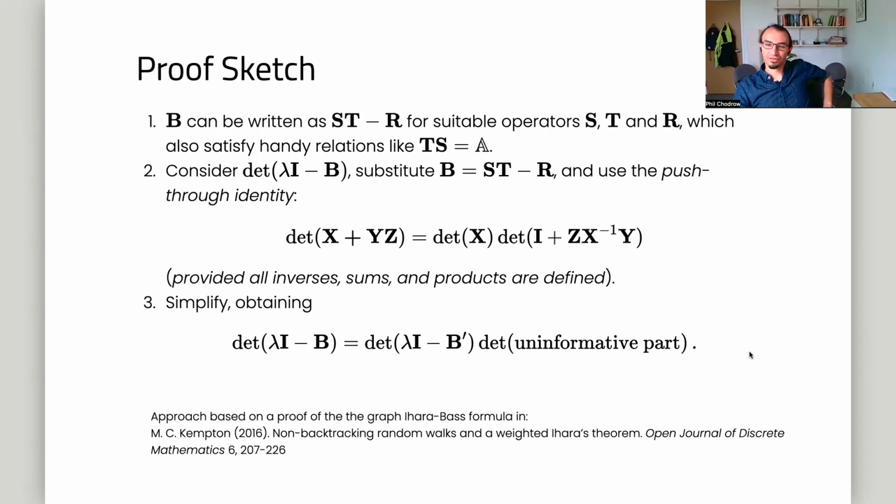And then you just use a simple determinant identity. This is called the push-through identity, where we actually take B on one side and we can express B in terms of a product of two determinants there. What happens when we do this is that we find ourselves with the characteristic polynomial of B prime as one factor and an uninformative polynomial as the second factor, which means that we can nicely factor the characteristic polynomial of B and learn things about the spectrum.